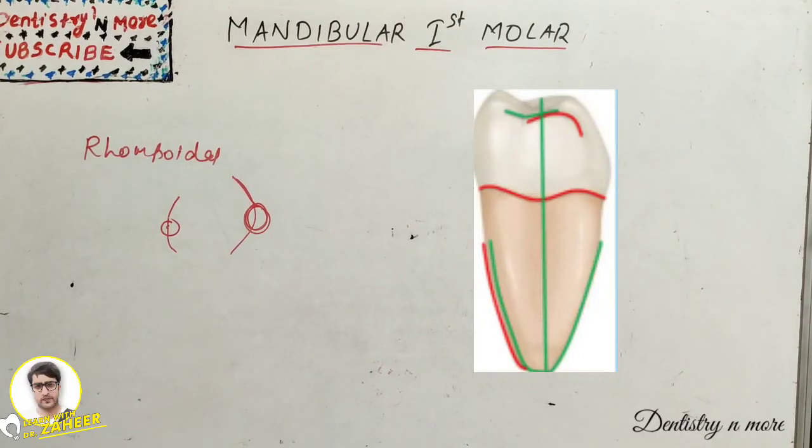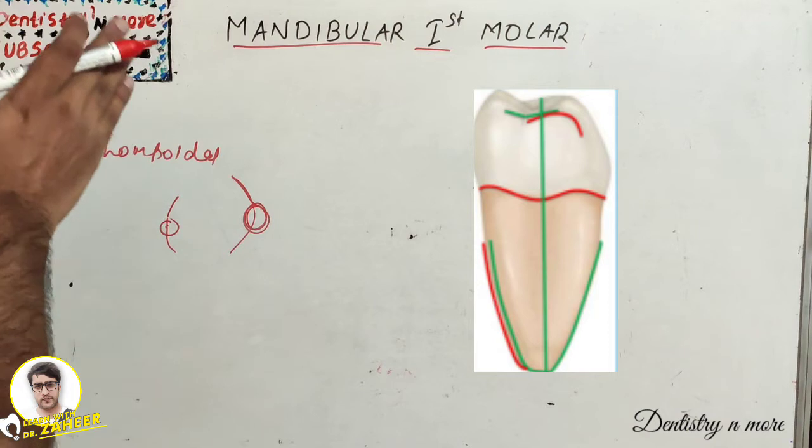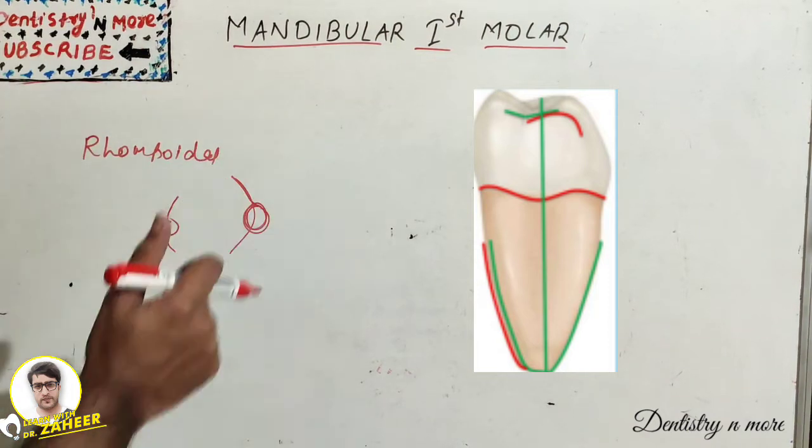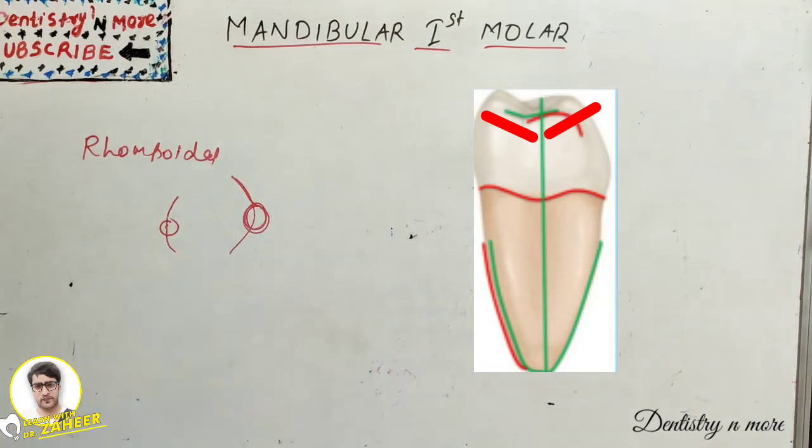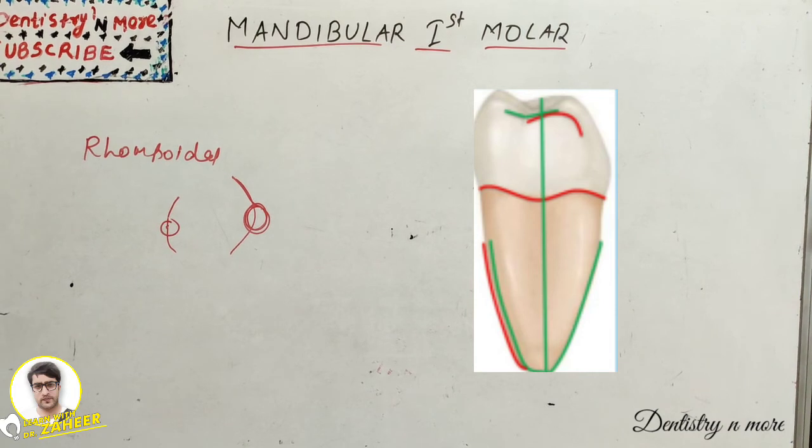And the distal marginal ridge is shorter and curves cervically to form an obtuse angle. So you can see here, it curves and forms an obtuse angle. And the cervical line is more irregular, and the distal root is narrower than the mesial root.